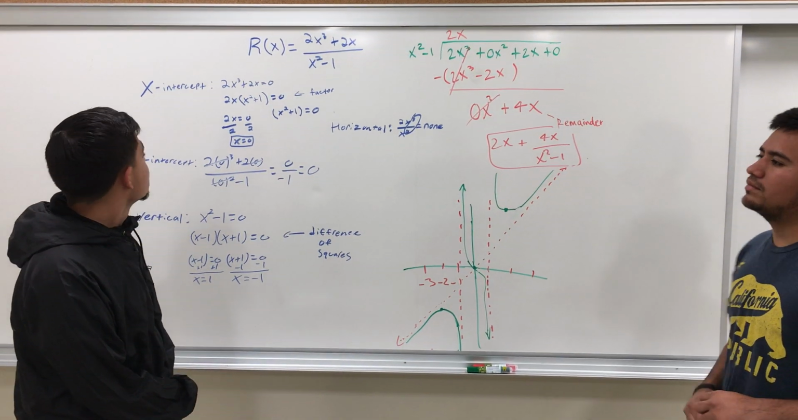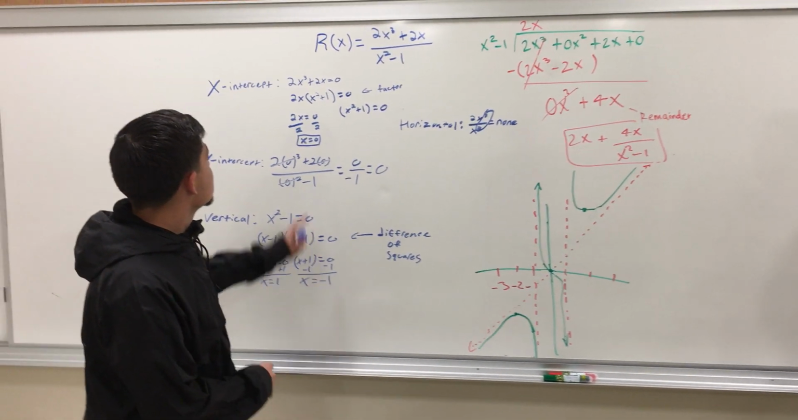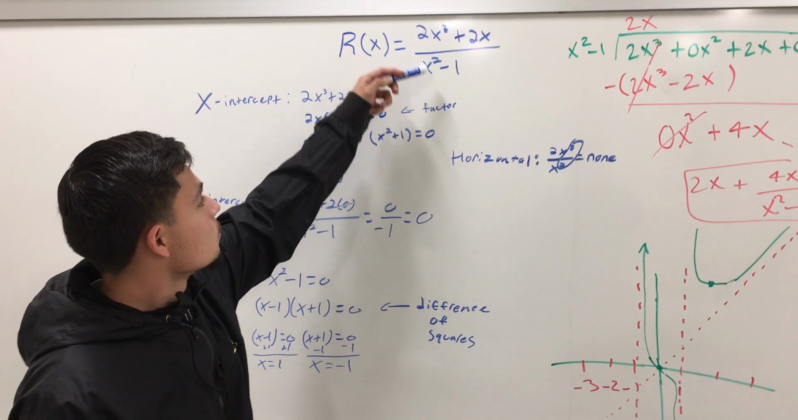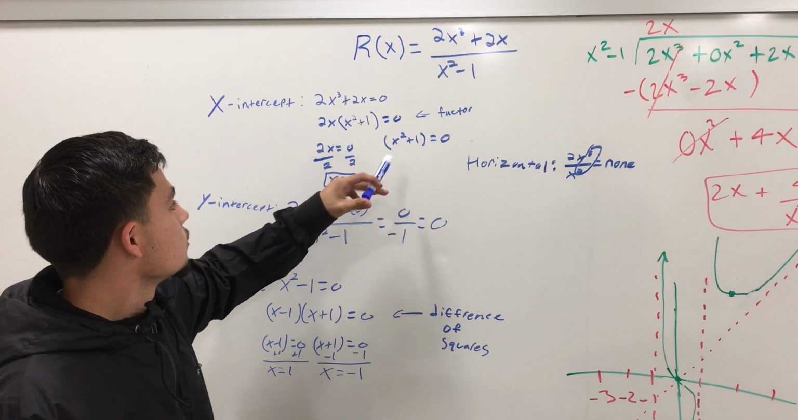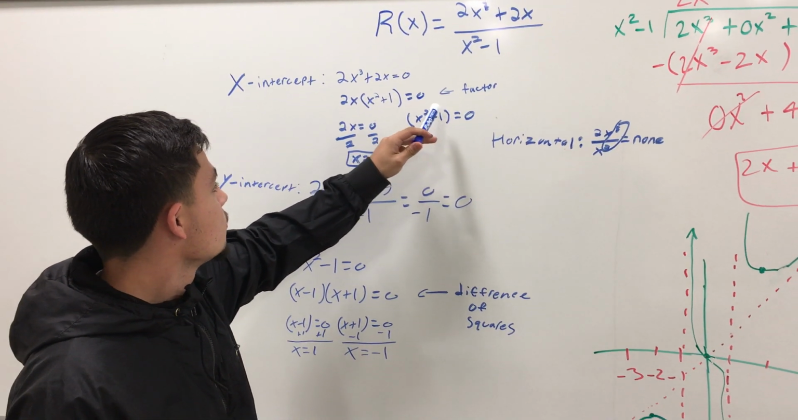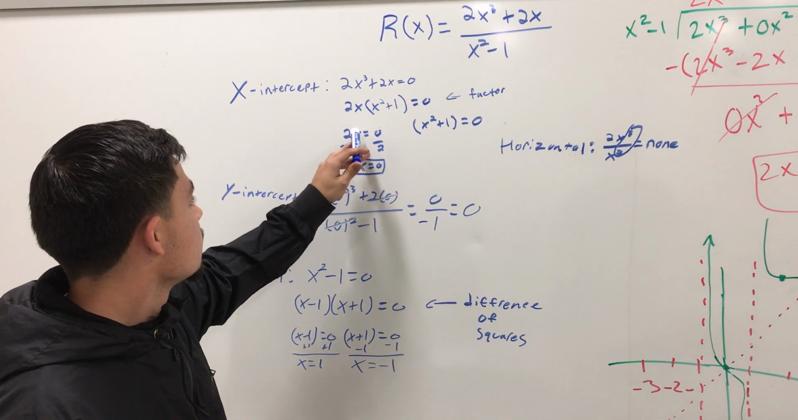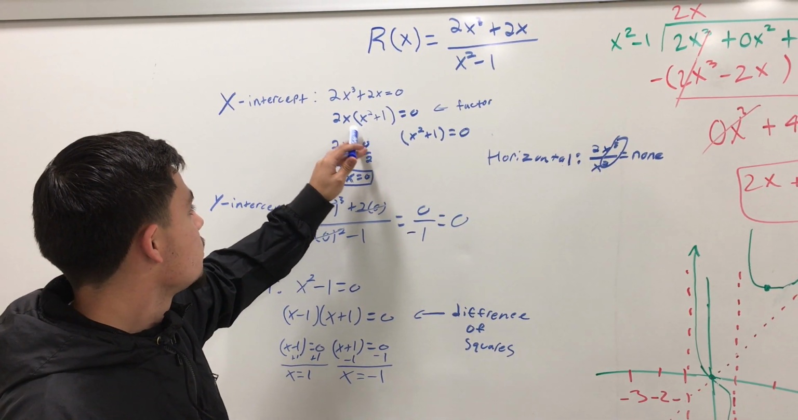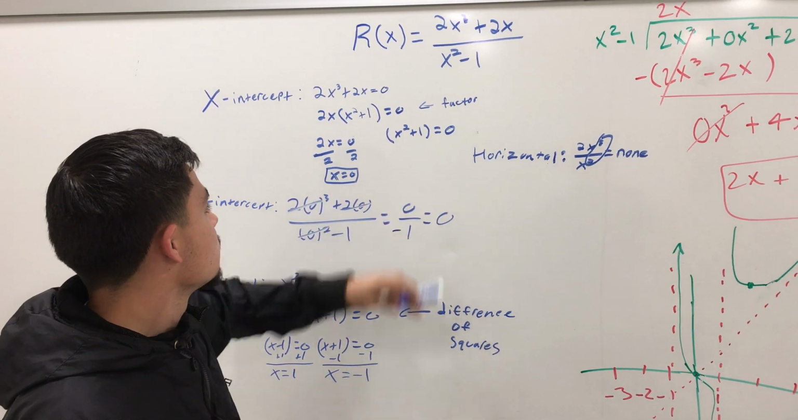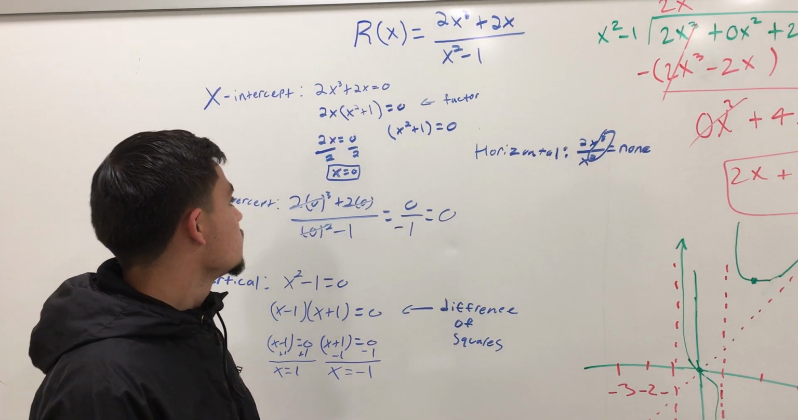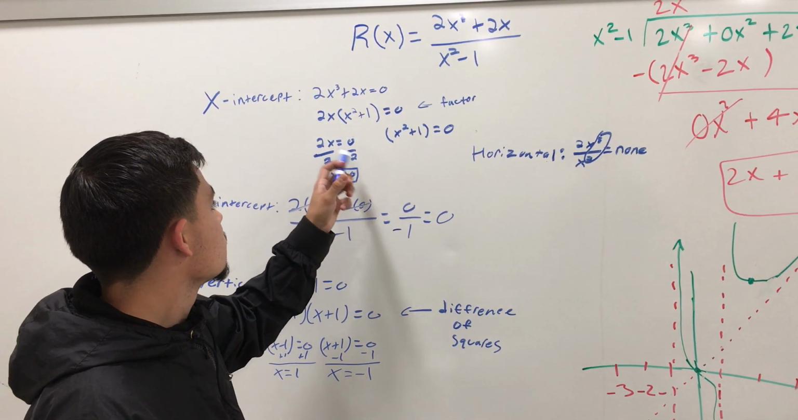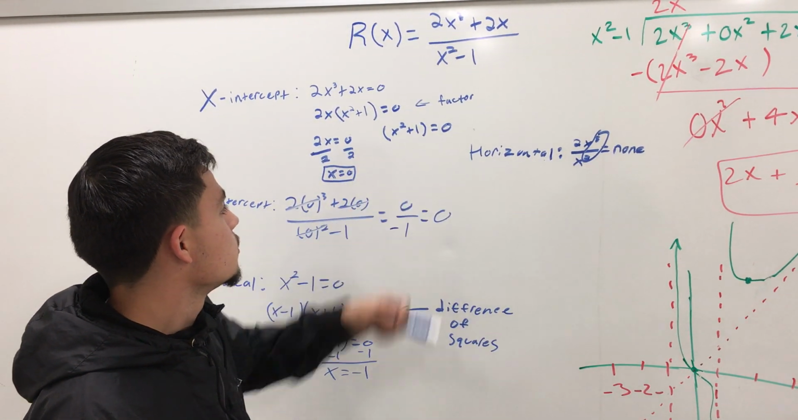Alright, so to find the x-intercept of this equation, we have to take the top half of the equation and set it equal to 0. But when you set it equal to 0, you have to factor it out. So when you factor it, you get 2x(x squared plus 1) equals 0. Then you have to separate them and set each of them equal to 0. So you put 2x equals 0 and x squared plus 1 equals 0.